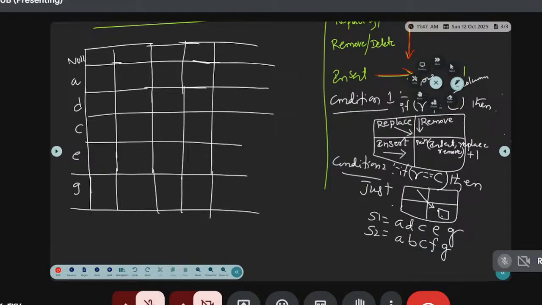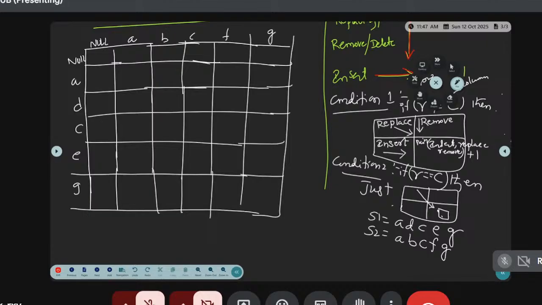And string 1 should be converted. Here it is again null. Note on this box type. And here it is converting into A, B, C, F, G. This is ADCEG; the actual string should be converted into ABCFG.